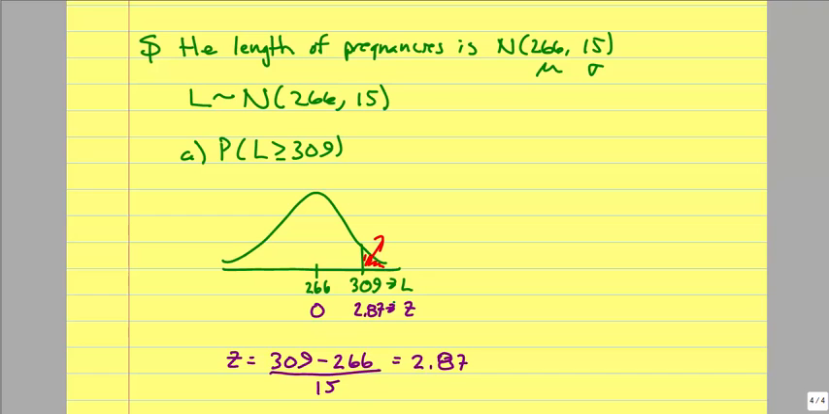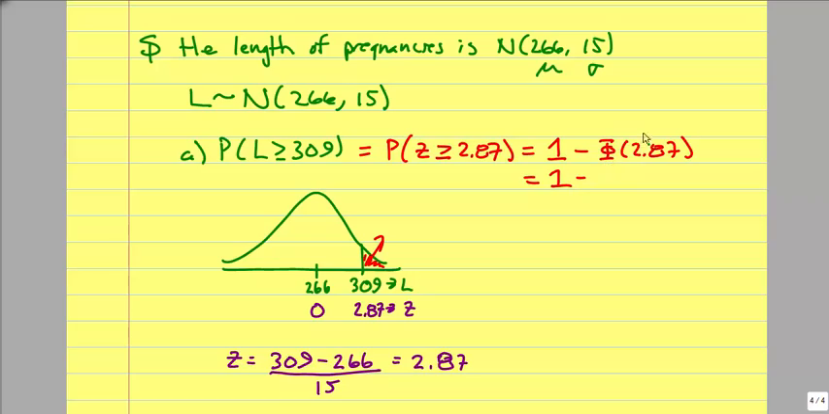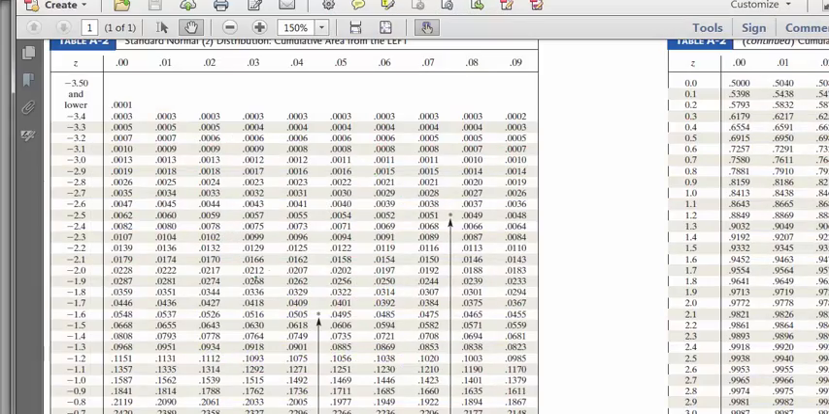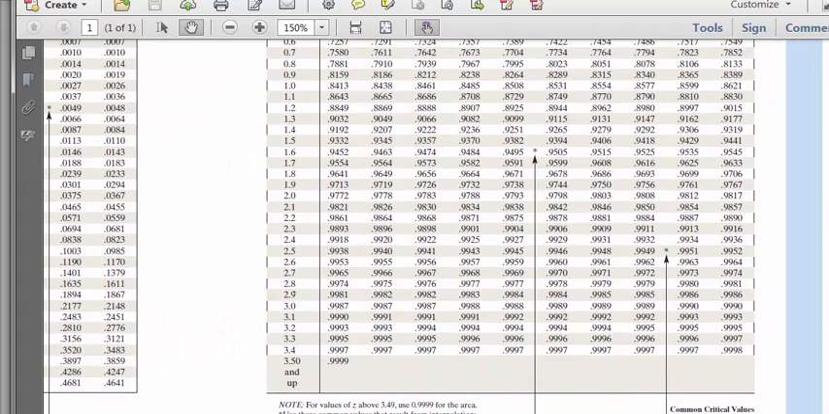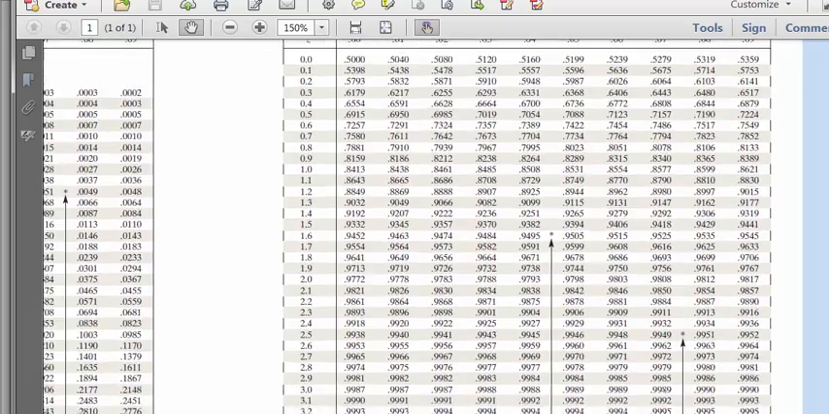Now, in order for me to find this area, I have to use the idea of the complement. So this area would be the same as the probability that Z is greater than or equal to 2.87. This is going to be 1 minus, because I know the total area underneath the curve is 1. And when I use my normal tables, they give me the area to the left. So I would take 1 minus phi of 2.87. Now remember what this means. It just means to go to the table and look up 2.87 on the outside. So let's look up 2.87 on the outside. 2.8, 0, 1, 2, 3, 4, 5, 6, 7. So there's 2.87, 9979.